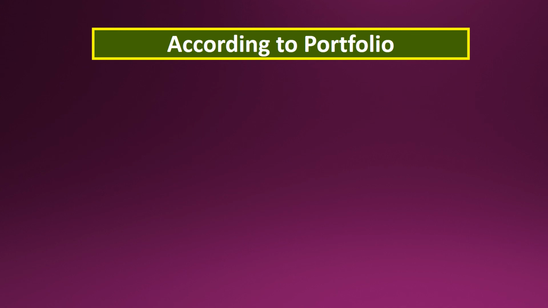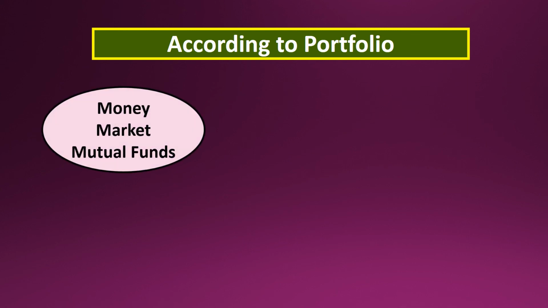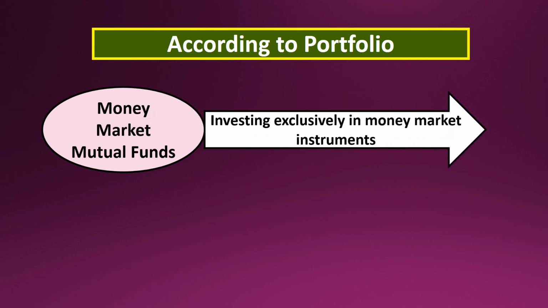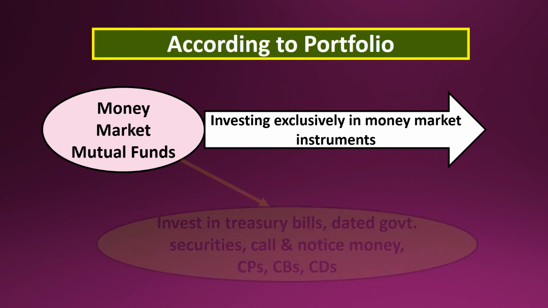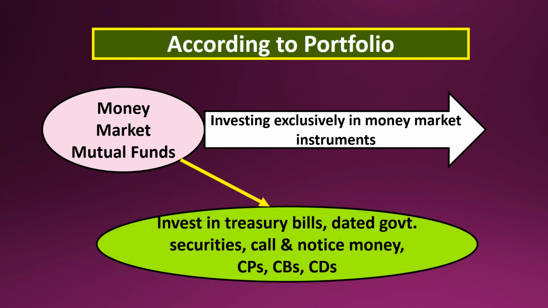And the last type of fund under this classification is the money market mutual fund. It is a fund that is set up with the aim of investing exclusively in money market instruments. These instruments include treasury bills, dated government securities, call and notice money, commercial paper, commercial bills accepted by banks, certificates of deposit, etc. We know that the capital market mutual funds deal with equities and bonds or debentures, but money market instruments constitute the only portfolio of the money market mutual funds.